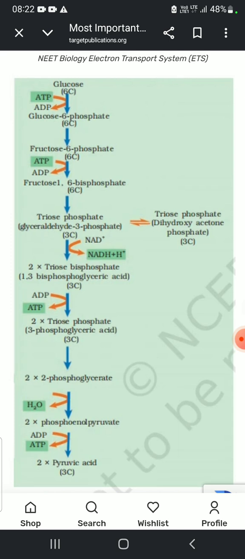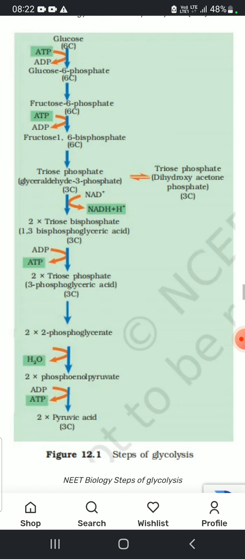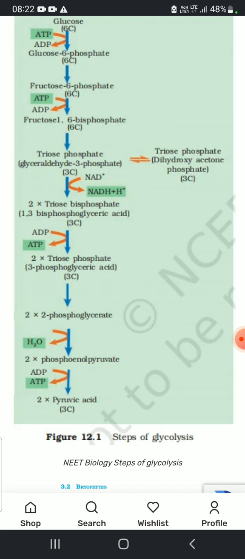So the steps for ATP utilization are glucose to glucose 6 phosphate and fructose 6 phosphate to fructose 1,6 bisphosphate. The sites for ATP formation are 1,3 bisphosphoglyceric acid to 3 phosphoglyceric acid, and PEP to pyruvic acid.